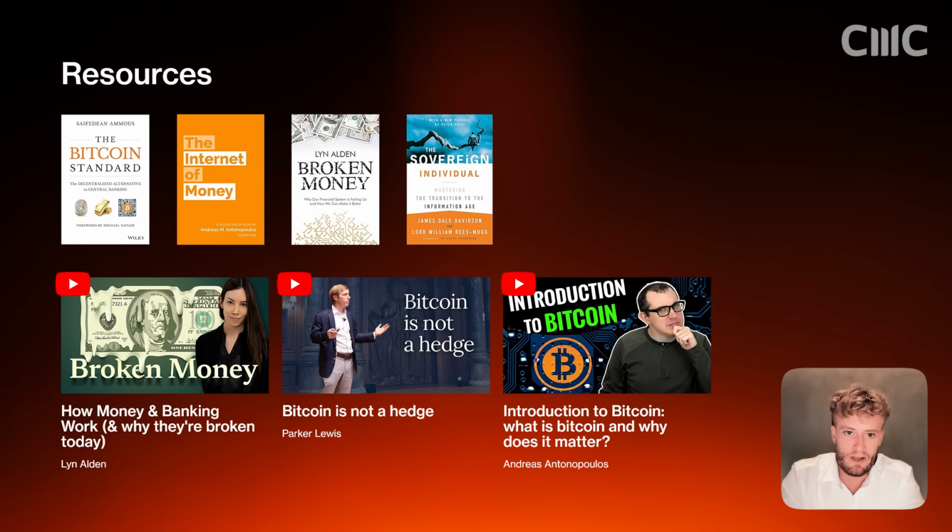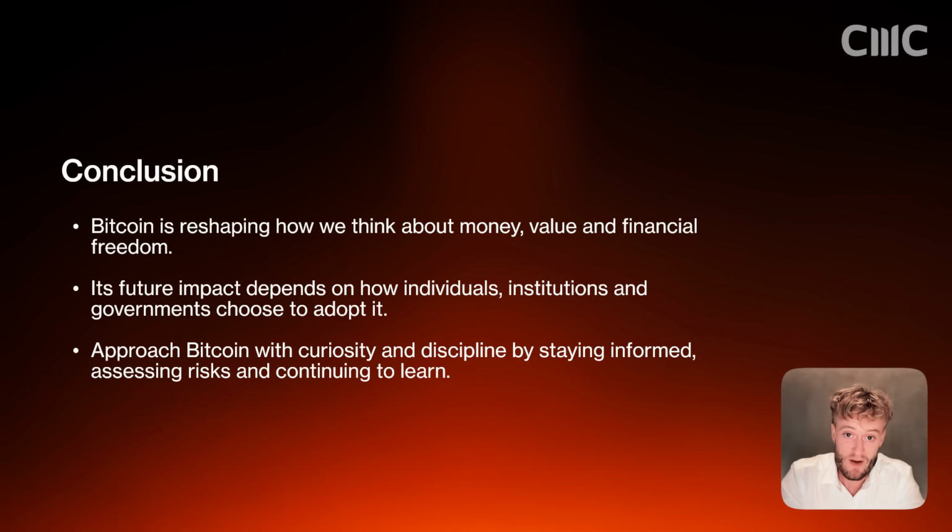So in conclusion, Bitcoin is a fast evolving technology that challenges how we think about money, value, and financial freedom. Should more individuals, institutions, corporations, and even governments adopt Bitcoin, its role in the global economy will likely continue to grow. As for what Bitcoin is or becomes, that's up to us, and the overall impact and the degree to which it is successful will depend on how we all choose to adopt it and integrate it into our lives.